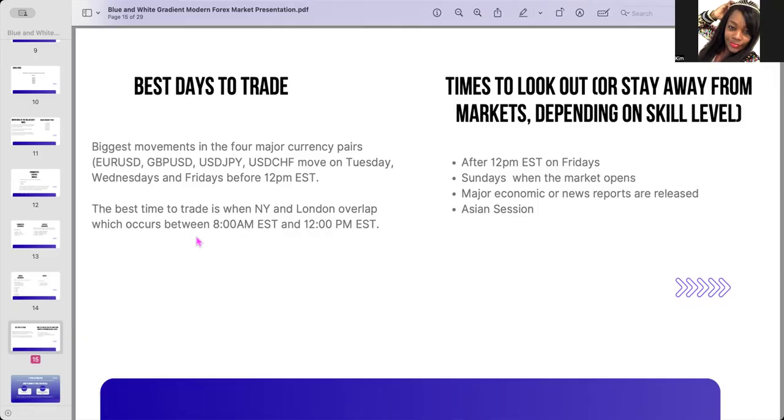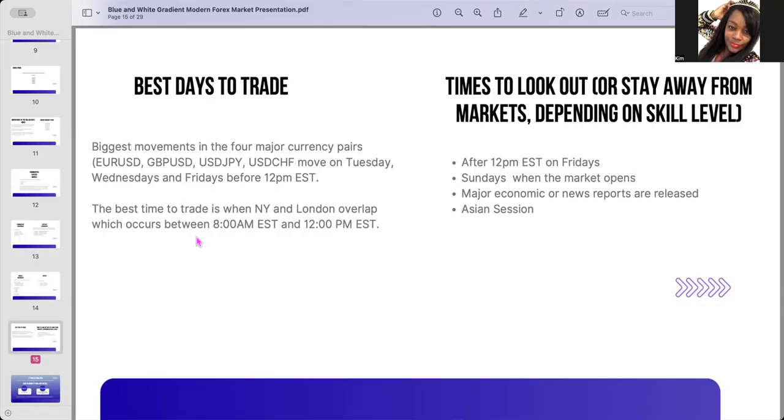So, the best time to trade, especially when it's a USD anything, when it's a major pair or major currency, is when the New York and London sessions overlap, which occurs between 8 a.m. and 12 p.m. So 8 a.m. Eastern Standard Time, that's usually when I look at the market on either Monday, really Tuesday, to be honest with you.